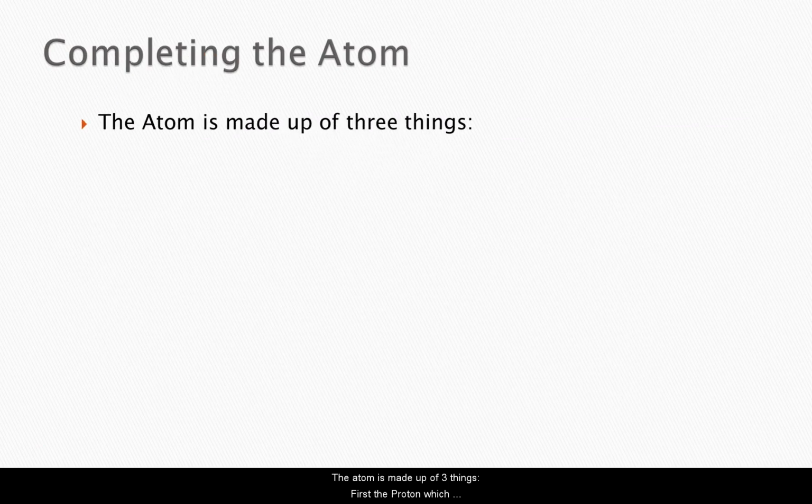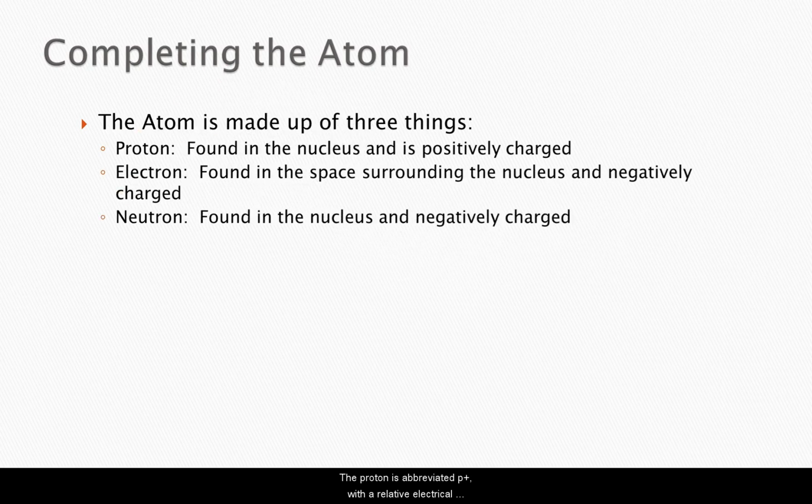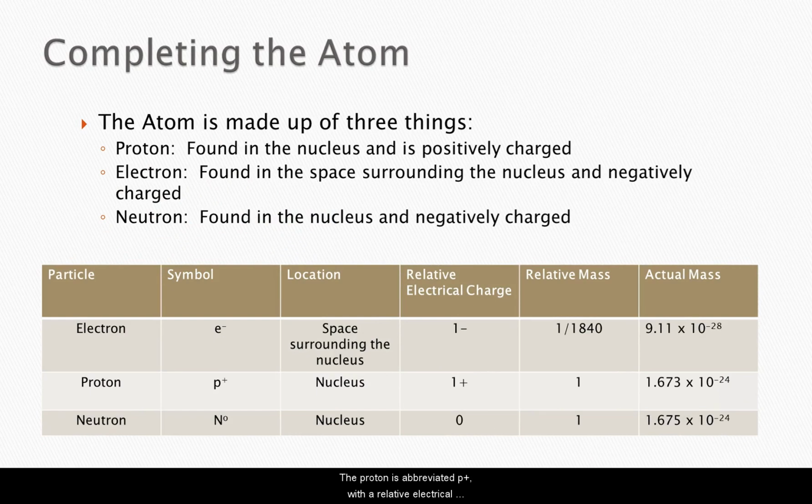First, the proton, which is found in the nucleus and is positively charged. The proton is abbreviated P+, with a relative electrical charge of 1+, a relative mass of 1, and an actual mass of 1.673 times 10 to the -24th grams.